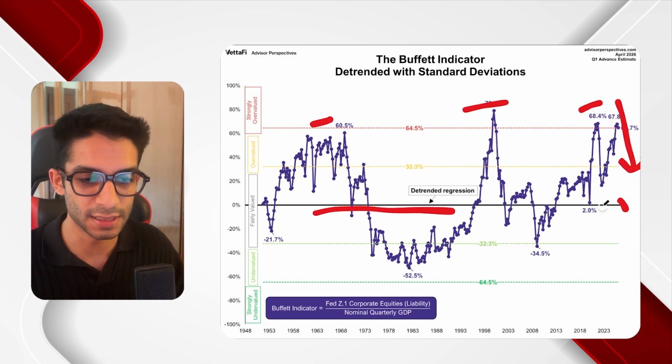Instead of using corporate equities like the Buffett indicator, some people prefer to use the Wilshire 5000 index divided by GDP. What it does is that the Wilshire 5000 is the broadest stock market index to exist, and it gives a broad idea of where the US market caps are situated right now.